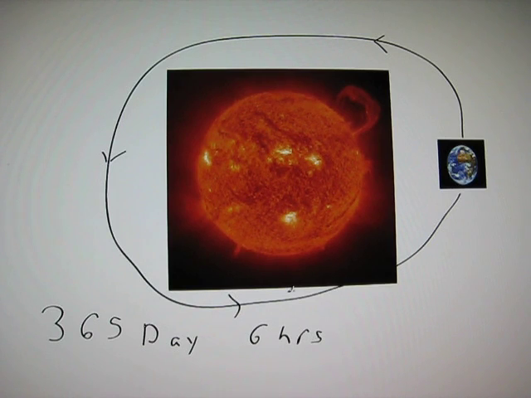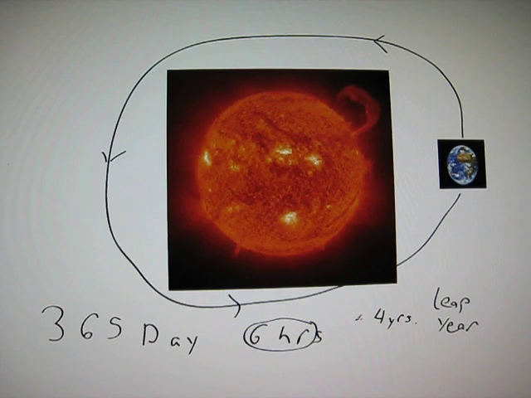Now, the problem with 365 days and 6 hours is this 6 hours throws it off. So to compensate for that, every 4 years we have leap year. And what leap year does is gives us an extra day, which makes up for this 6 hours. 6 times 4 is 24, that's that extra day. Makes up for the extra day that we don't get. So we have the extra leap year period tacked on at the end of February.